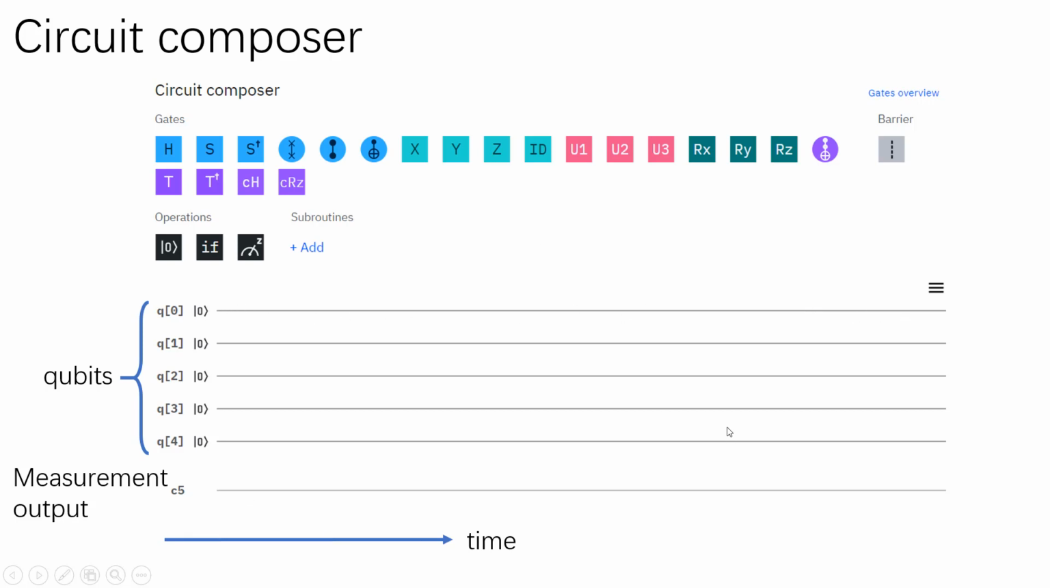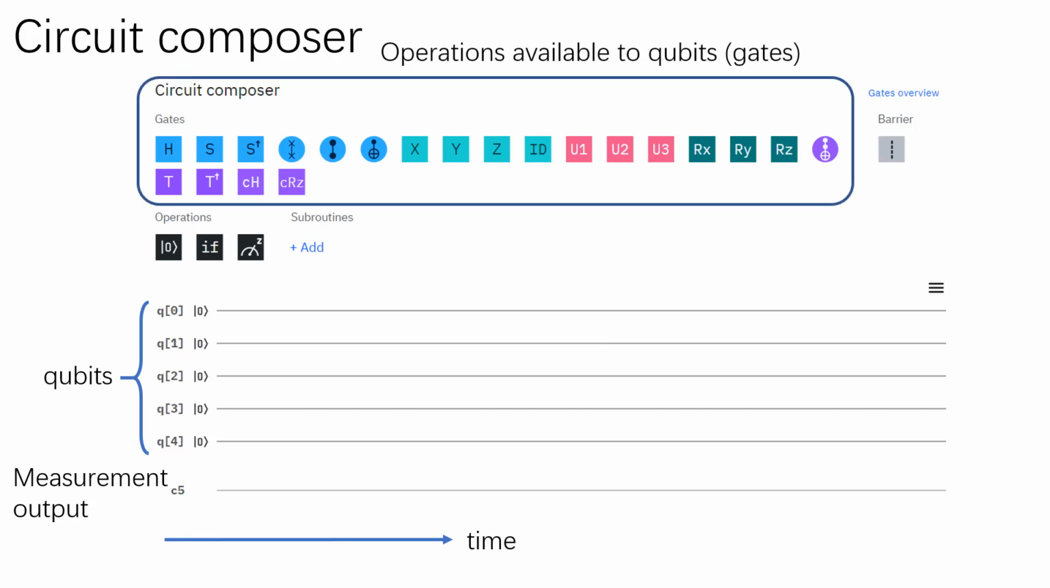What can you do in this workspace? You can have operations on single qubits, on 2 qubits. Yeah. So those are the operations available.